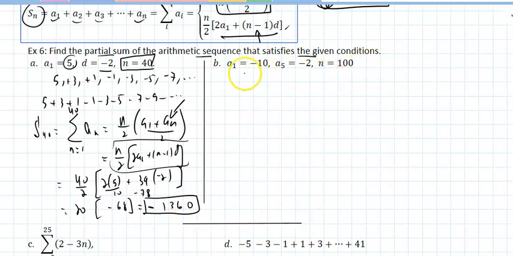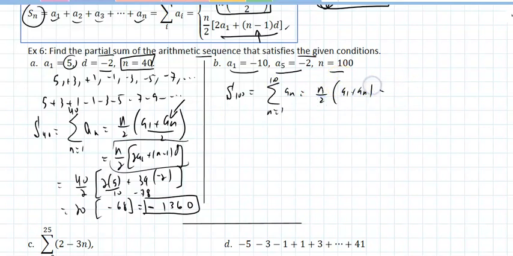Same deal here. If they told me a sub 1 is negative 10, a sub 5 is negative 2, and n equal 100, well, I will have to do one of two things. If I want to add the first 100 terms, that is the sum from n equal 1 to 100 of a sub n, that is n over 2 into a sub 1 plus a sub n, or that is n over 2 into twice a sub 1 plus n minus 1 times d. And they get this formula, by the way, by replacing this by a sub 1 plus n minus 1 times d, and they combine them. Not a big secret. So either way, well, let's see.